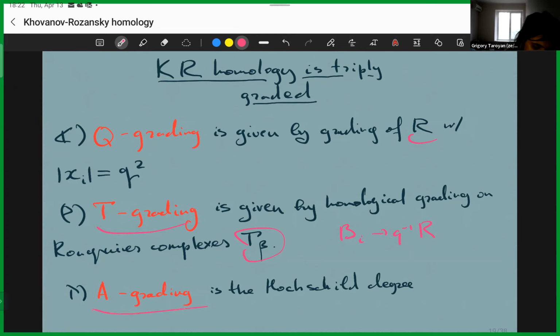And finally, we have the A grading, which is the Hochschild degree. So since we take the Hochschild homology, it has its own degree. And so we obtain three gradings. And this is why it's called triply graded. Okay, but that was just an aside.